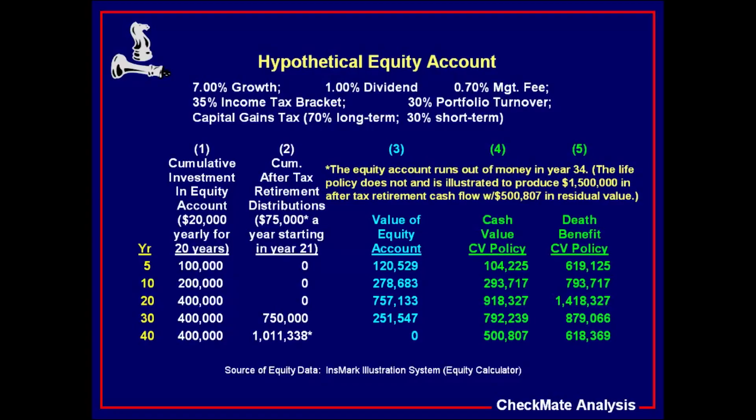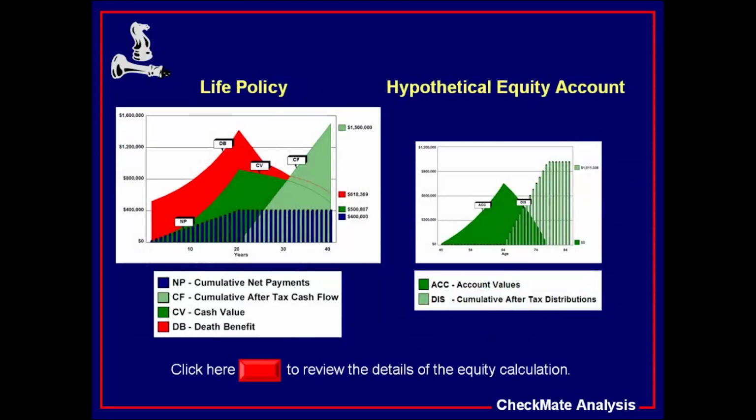Read that column a little bit. Cum after-tax retirement distributions, 75,000 a year starting in year 21. And you notice the equity account, the yellow print underneath column 3, 4, and 5. The equity account runs out of money in year 34. The life insurance policy does not, and is illustrated to produce $1.5 million in after-tax retirement cash flow with $500,000 in residual value. The graphs are obvious just by their size. The policy is so much more a better option for Dr. Baker. But let's look at the actual illustrations here for a minute.